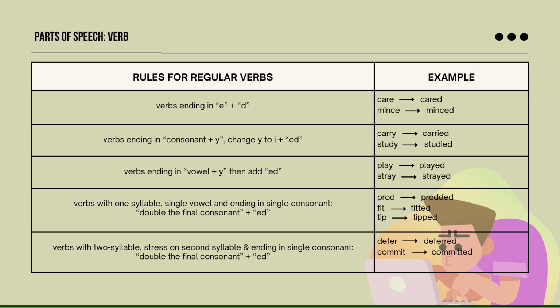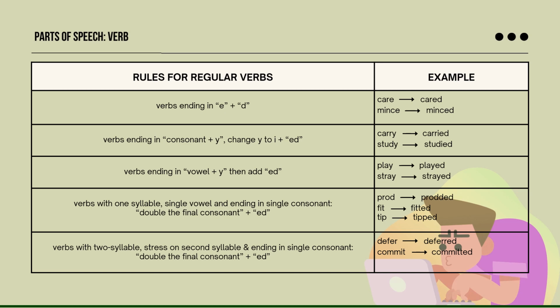Next, verbs ending in consonant plus Y: change Y to I plus ED. We have carry to carried, study to studied. Okay, so like nouns, regular verbs also have their own past tense. So next, verbs ending in vowel plus Y, then just add ED. We have play to played, then stray to strayed.